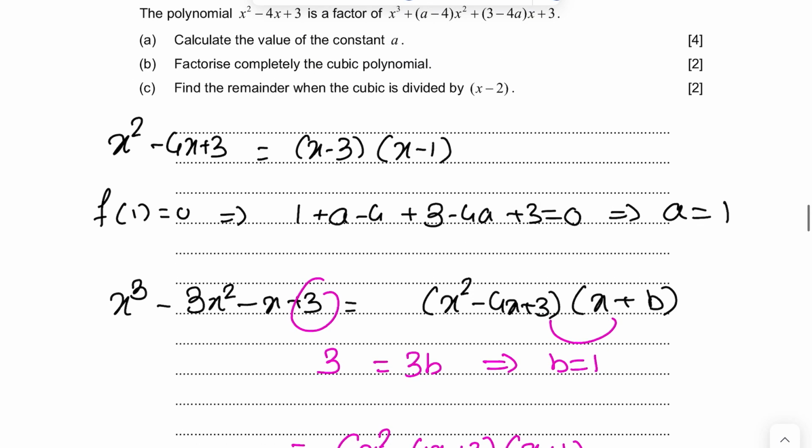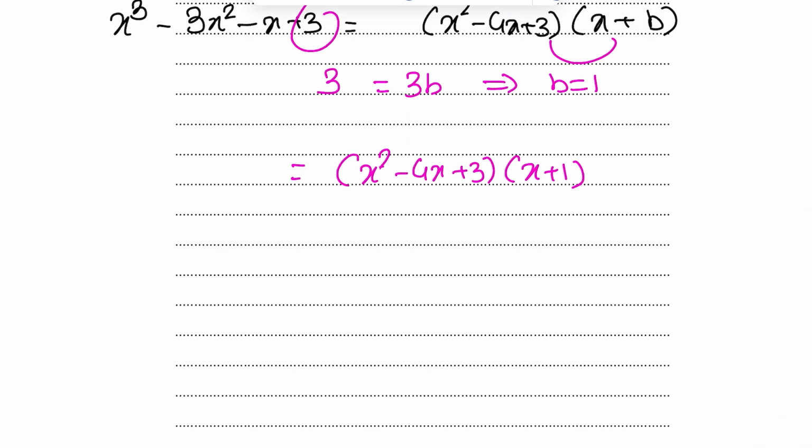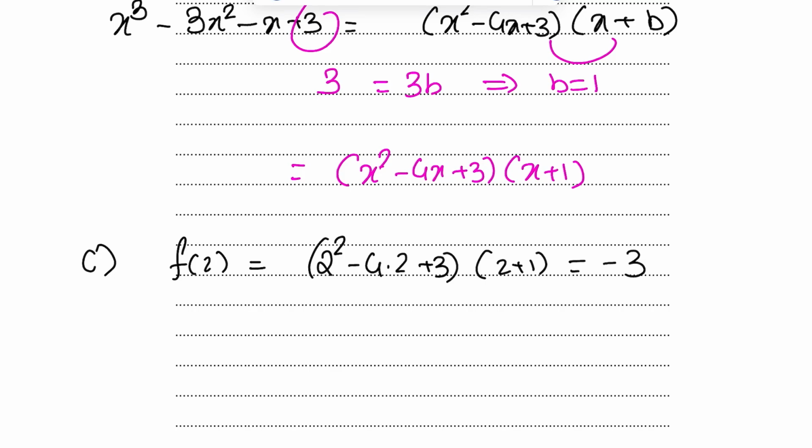Then find the remainder of the cubic when it is divided by x minus 2. So I am going to find f of 2. For part c, f of 2. Plug in 2. So what does it become now? 2 square minus 4 times 2 plus 3 times 2 plus 1, which is going to give me negative 3. Over here we can still factorize this one as x minus 3 times x minus 1 times x plus 1.